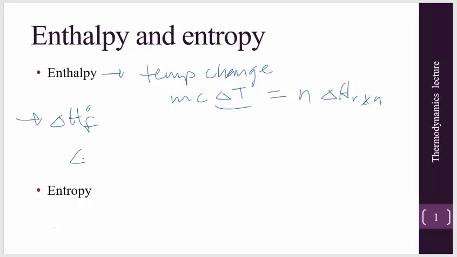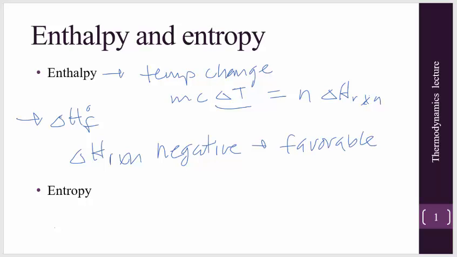And if we have an enthalpy of a reaction that is negative, then this is exothermic, it's heat releasing, and we would call this a favorable reaction in terms of enthalpy.